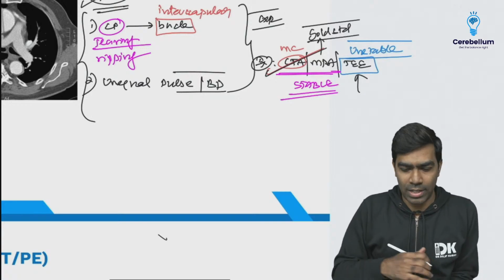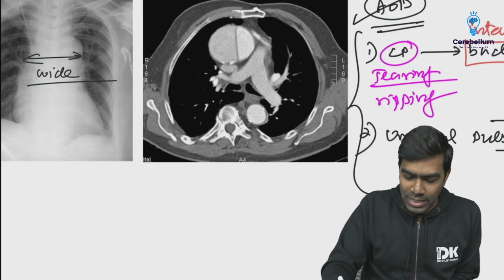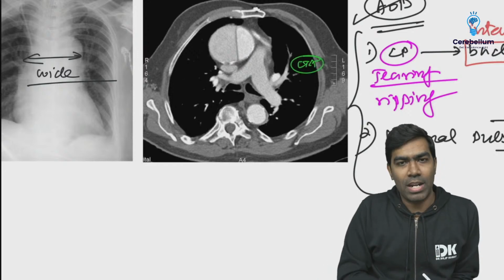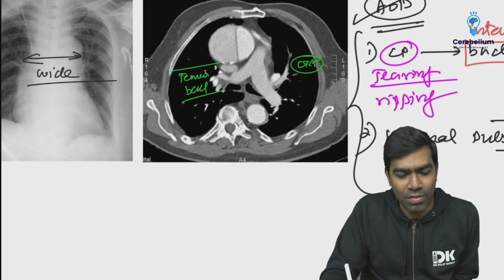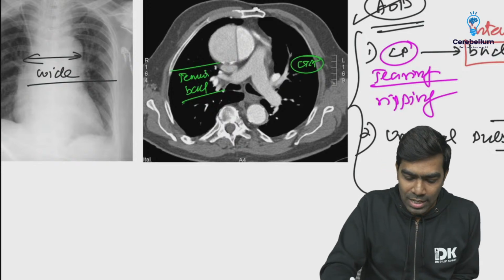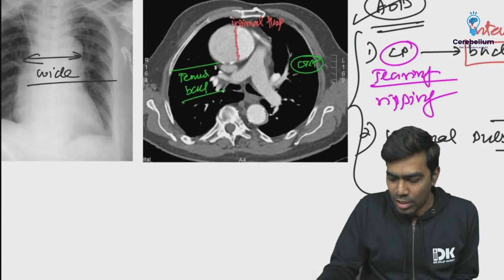That's what you need to know for exams. And you can see this is a picture of a CT angiogram where you can see a sign called the tennis ball sign, but the name is not important. What is important is whether you are able to identify it or not. What you are able to see is an intimal flap. So this central portion is the displaced part of the intima. This is called the intimal flap, and you are seeing 2 lumens.